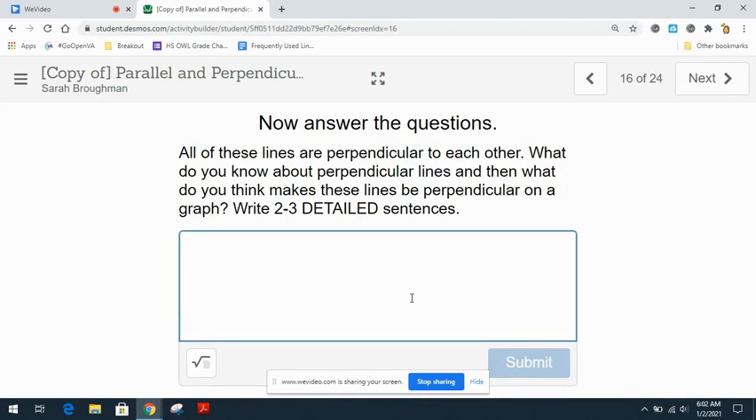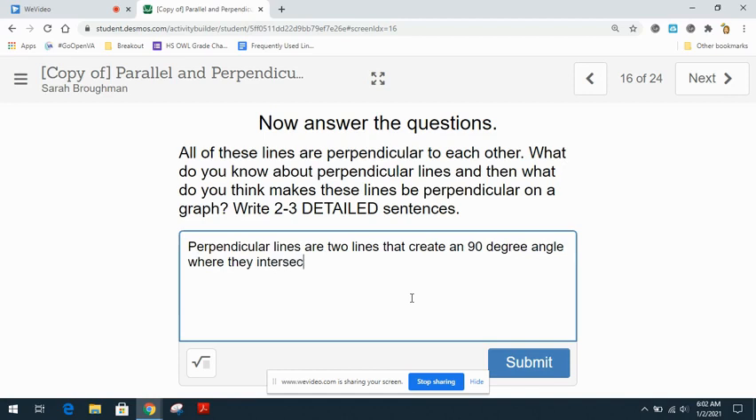So we know that perpendicular lines are two lines that create a 90-degree angle where they intersect. And we know they'll be parallel.